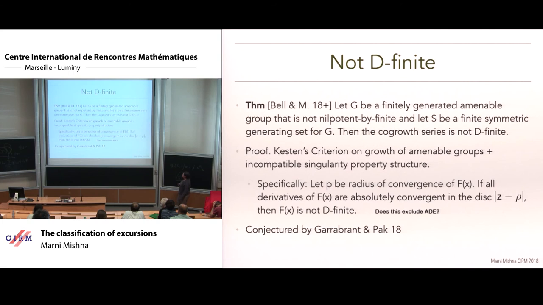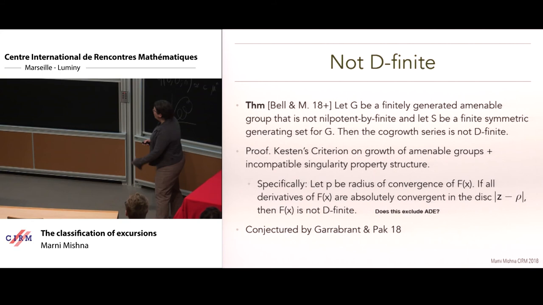Okay? In part, we just use the structure of what a G-function has to look like, and say that if you eventually take a derivative, you're going to get either a pole or just some nasty things in the denominator. So it does have to explode eventually. But I think this could be useful in a few different contexts. So I did want to present it. I'm not sure if this excludes it from being ADE though. Okay, and I'll just mention that this was originally conjectured by Garibrandt and Pack.